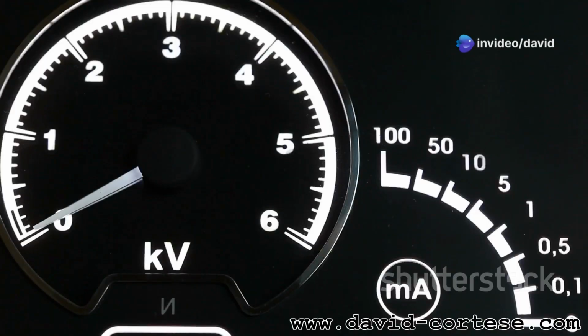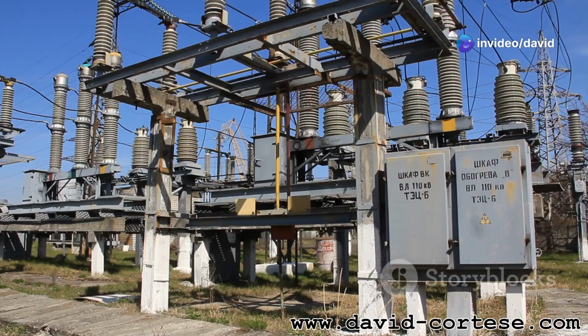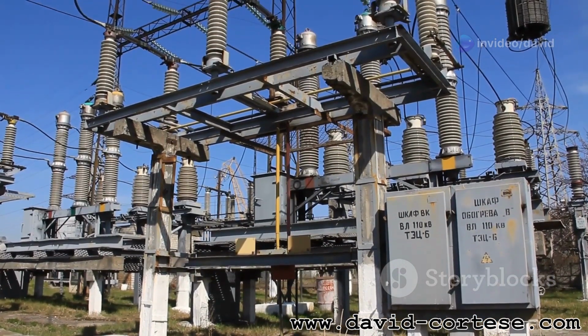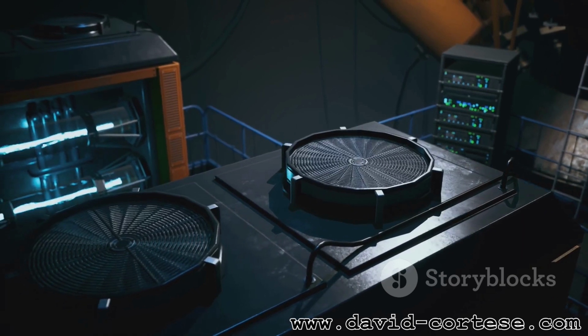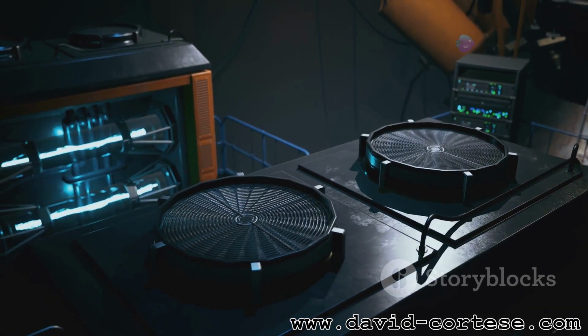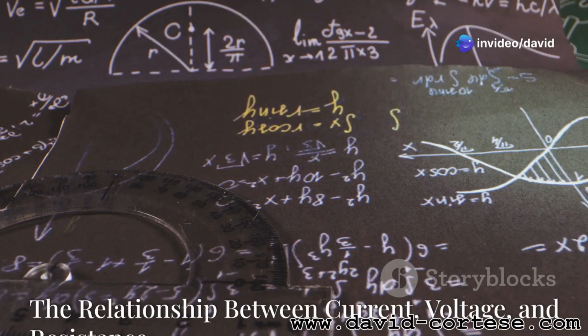We measure potential difference in volts. The higher the voltage, the stronger the push or force, and the greater the potential for current flow. So, just like water needs a height difference to flow, electrons need a potential difference or voltage to move and create electricity.